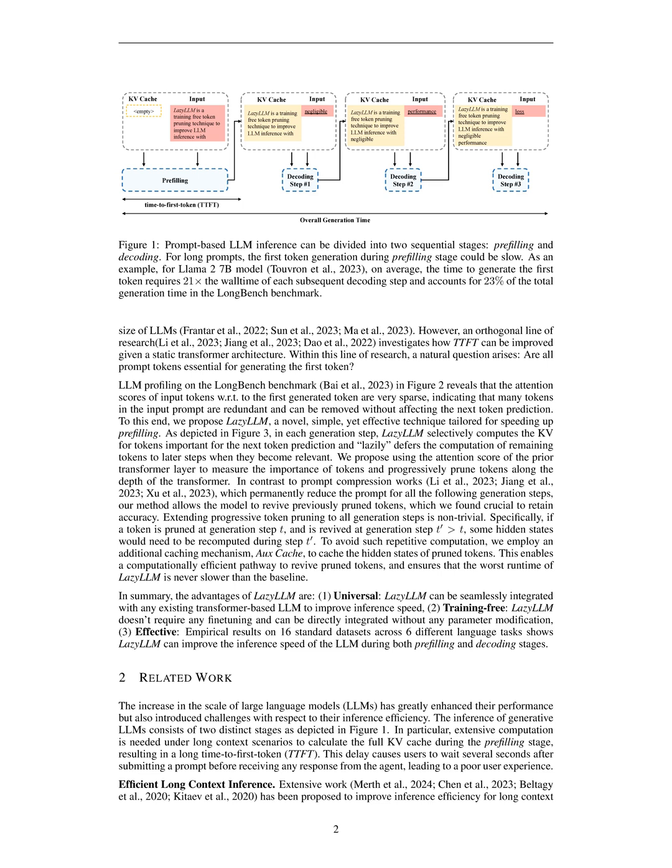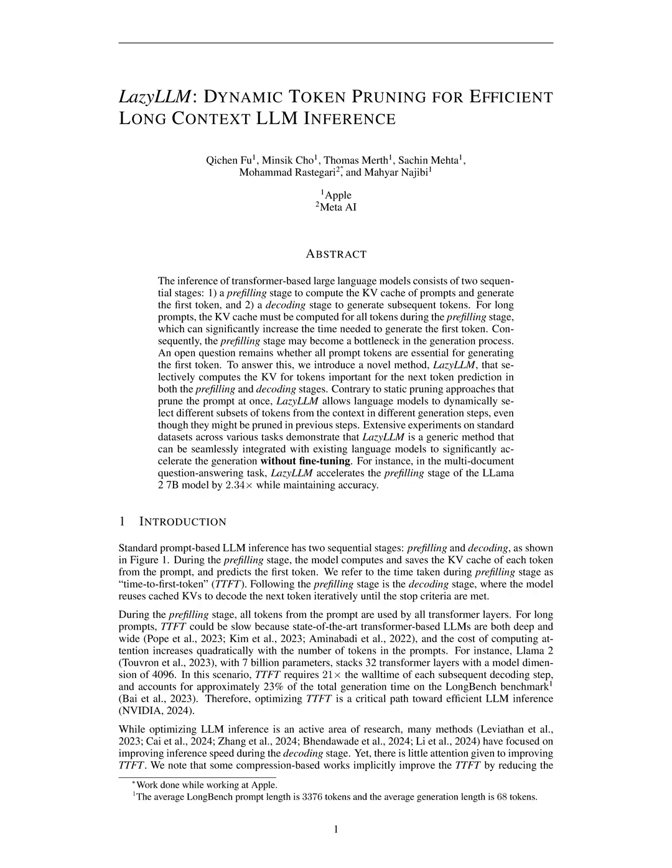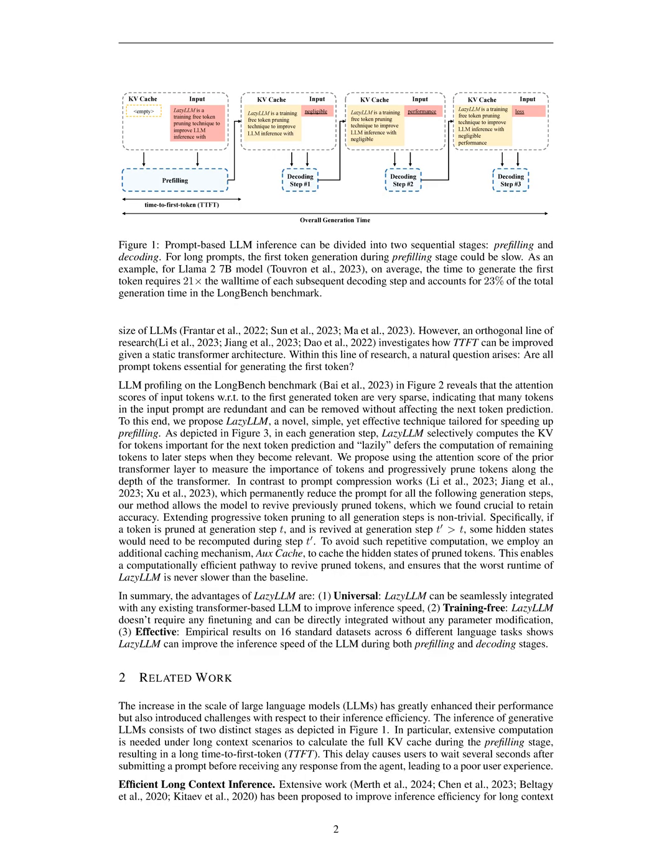LazyLLM offers several theoretical and practical benefits over traditional methods for improving inference speed in large language models, LLMs. Firstly, it selectively computes the key value, KV, cache for only the important tokens needed for the next token prediction, deferring the computation of less relevant tokens, which significantly reduces the time to first token, TTFT, during the pre-filling stage. This contrasts with traditional methods that often require full computation of all tokens, leading to longer TTFT.